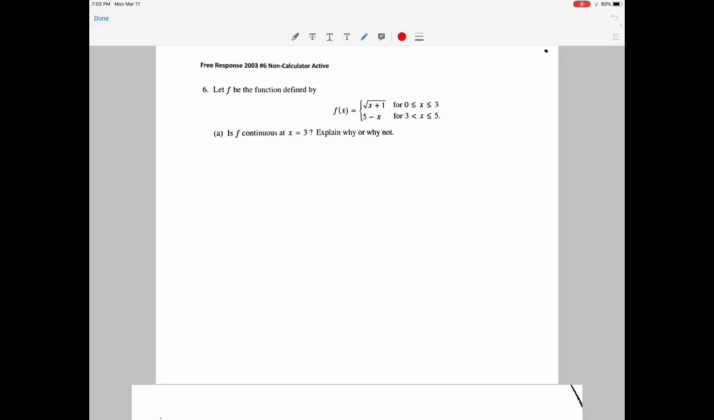So let's start. Here, let f be the function defined by the piecewise function we can see here. The question says, is f continuous at x equal to 3? Explain why or why not. If it is continuous, f of 3 must equal the limit as x approaches 3.